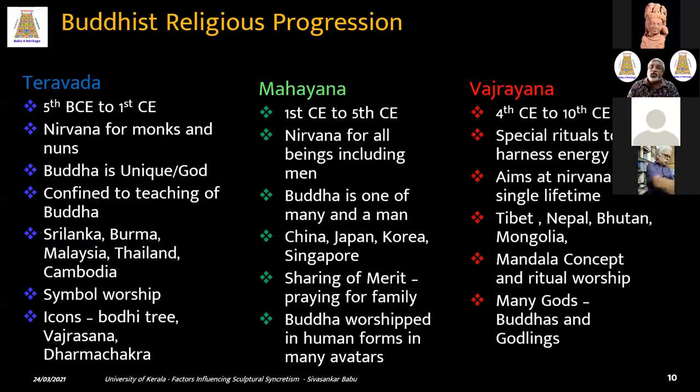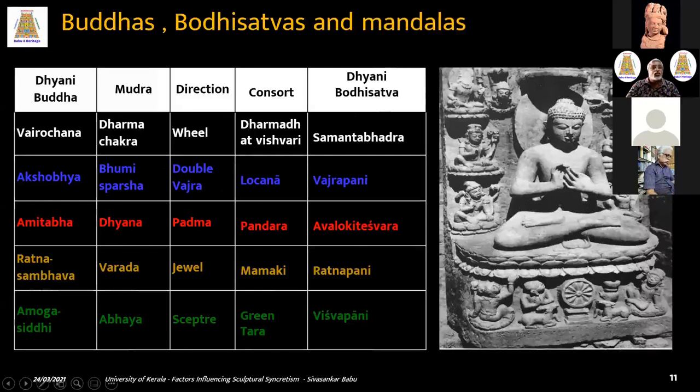Later on, Vajrayana went into far more detailed analysis, which is available as a tantric form in Tibet, Nepal, and Bhutan, with the mandala concept. So it leads to many more gods, many more Buddhas, and godlings, and a hierarchy of many new icons absorbed from the local. So this gives a simple chart of the various Dhyani Buddhas that were professed with their own mudras and then directions. And later on, they developed concepts.